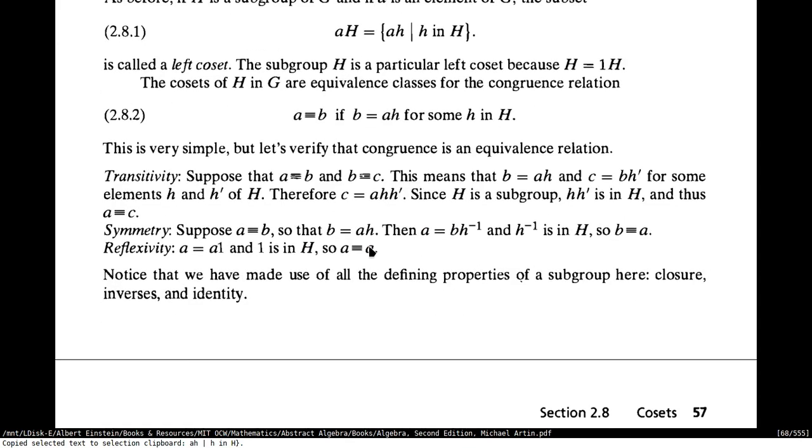And the proof is pretty much straightforward. We just have to prove that it's transitive, which it is, and symmetric. You can see that b equals ah, so you can use the inverse of h to show that symmetry holds. Then reflexivity holds because H is a subgroup and it has an identity. So yeah.